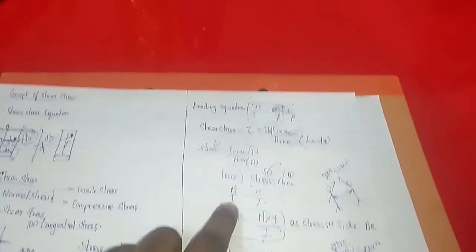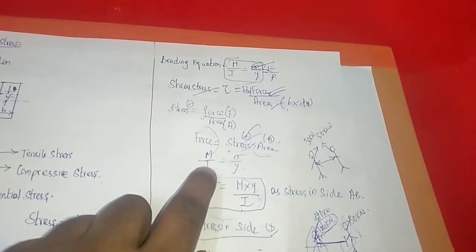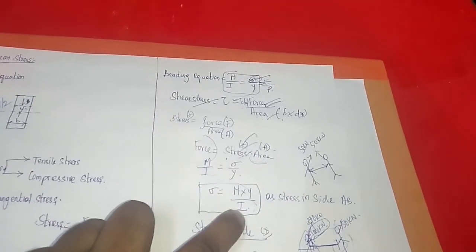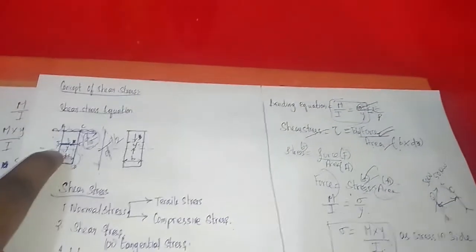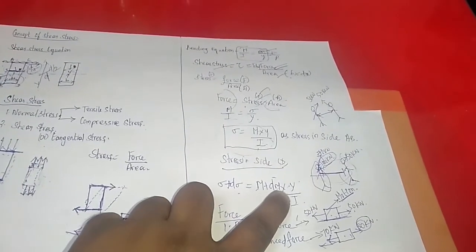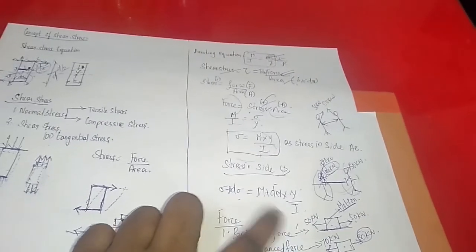I will explain from the first, using the bending stress equation. We will get stress equal to M into y by I. That stress is on one side AB, and on the other side CD it will be sigma plus d sigma, equal to M plus dM into y by I. I have explained this clearly before.